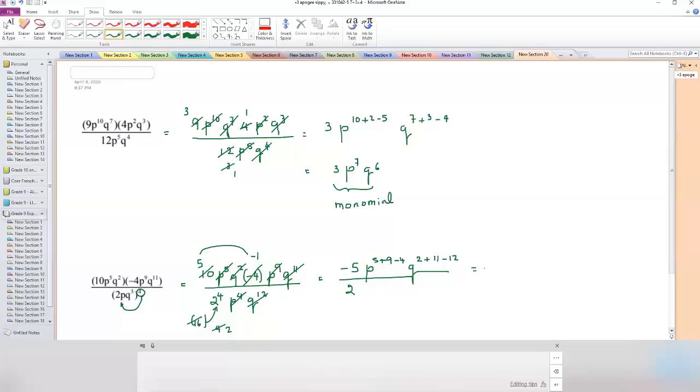Now I can start to simplify more and more. So negative 5 over 2, the p here, it's 9 minus 4 equals 5, 5 plus 5 equals 10. And the q here, it's 2 plus 11 means 13, 13 minus 12 equals 1. So I can leave it as it is. And this is going to be my answer. And my question now, is this monomial? Yes, it's monomial. Why? Because again, there is no operation between the variables. There is nothing to separate them. So this is like one term.